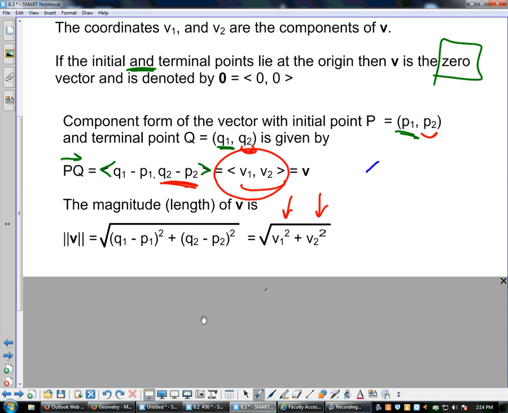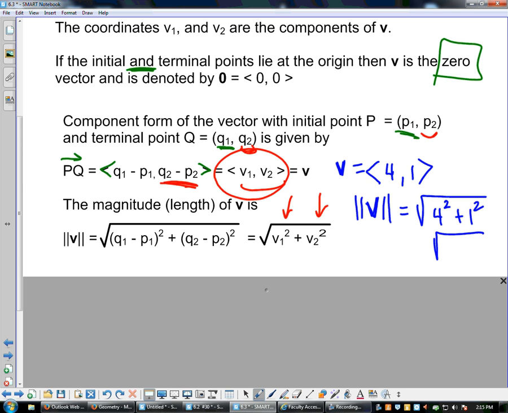Let's say I give you a vector in component form, <4, 1>. If I ask you to find the magnitude of this vector, I'm going to call it V. Notice I'm using boldface V. To find the magnitude of vector V, I would just do the square root of 4 squared plus 1 squared, which is 16 plus 1. So the magnitude is the square root of 17, which means the length of the vector is the square root of 17.